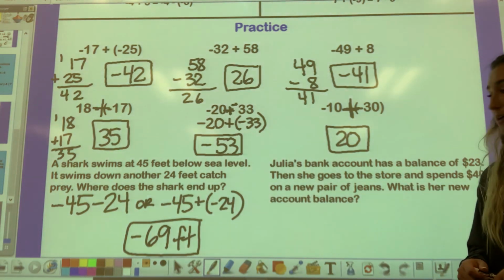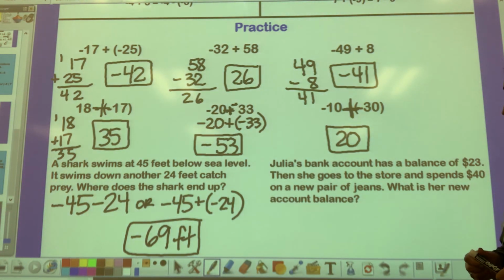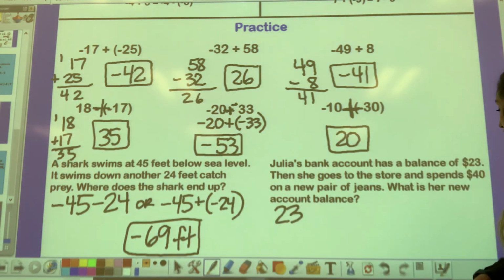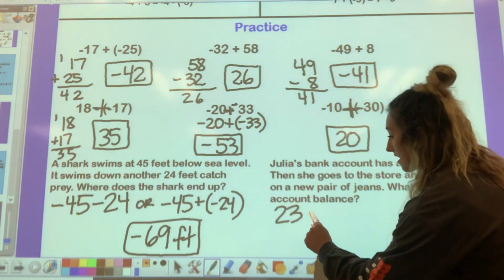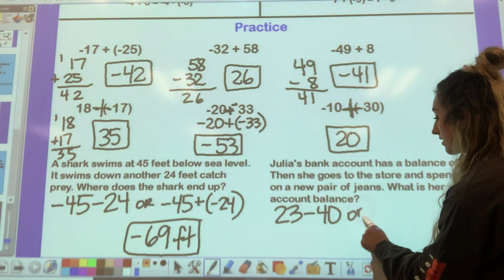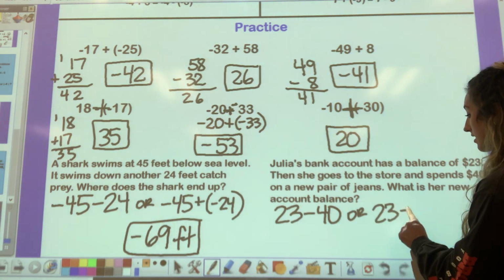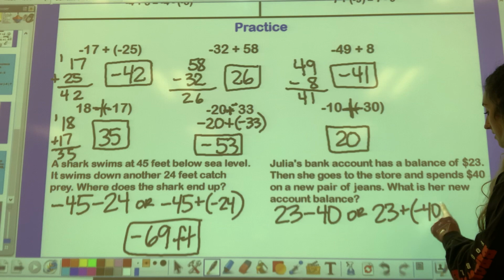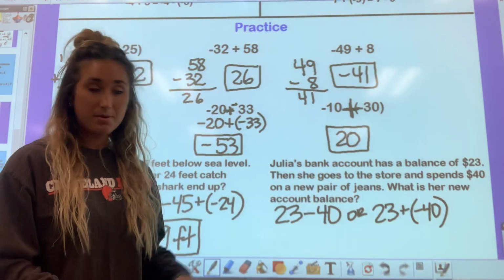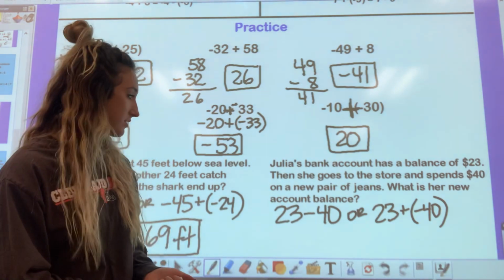Lastly, Julia's bank account has a balance of $23. Then she goes to the store and spends $40 on a new pair of jeans. What is her new account balance? So her account started at $23, and then she spent $40. So we can represent that as taking away $40, spending $40, or starting at 23 and adding a negative $40. Both of those represent this problem, and both of those will give us the same answer.